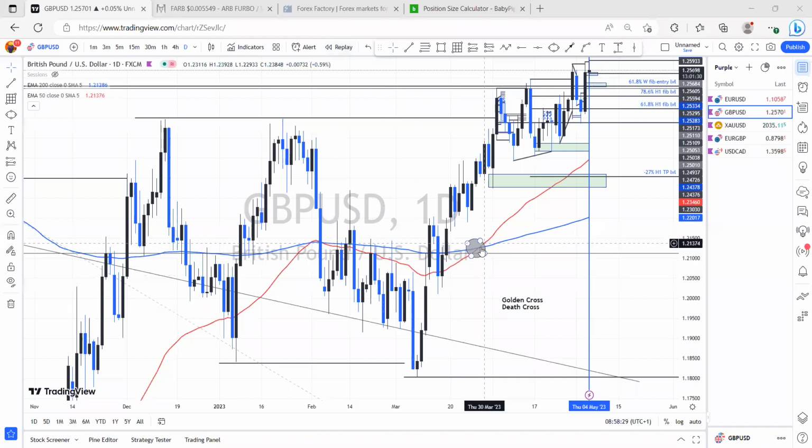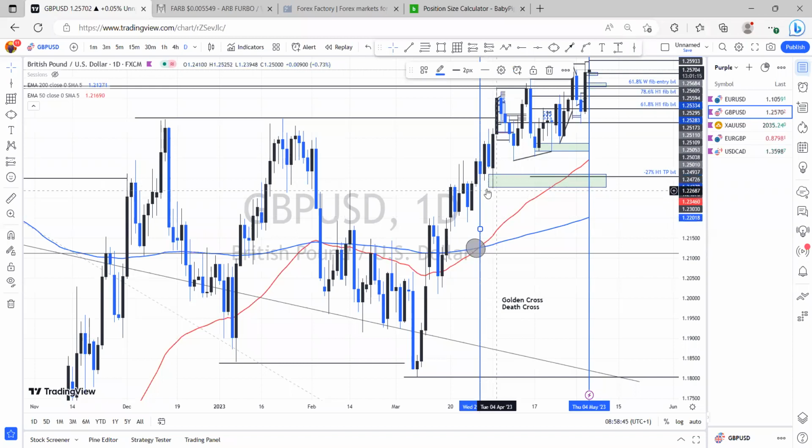So as it crossed it, this is the golden cross here. Now, somebody will ask, how do you take your entry from the golden cross? As soon as the golden cross happens, you can mark this place where it happened. How do we now get our trade from here?